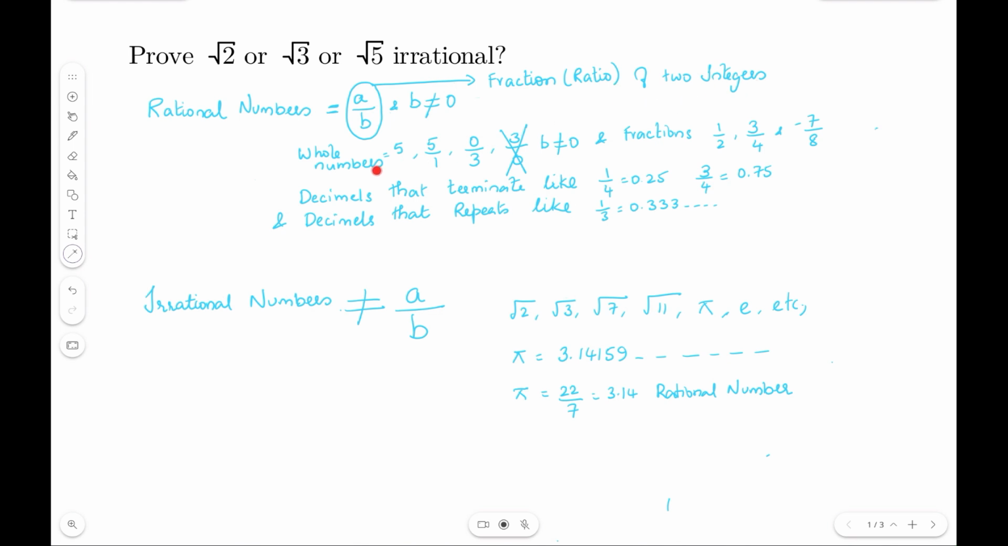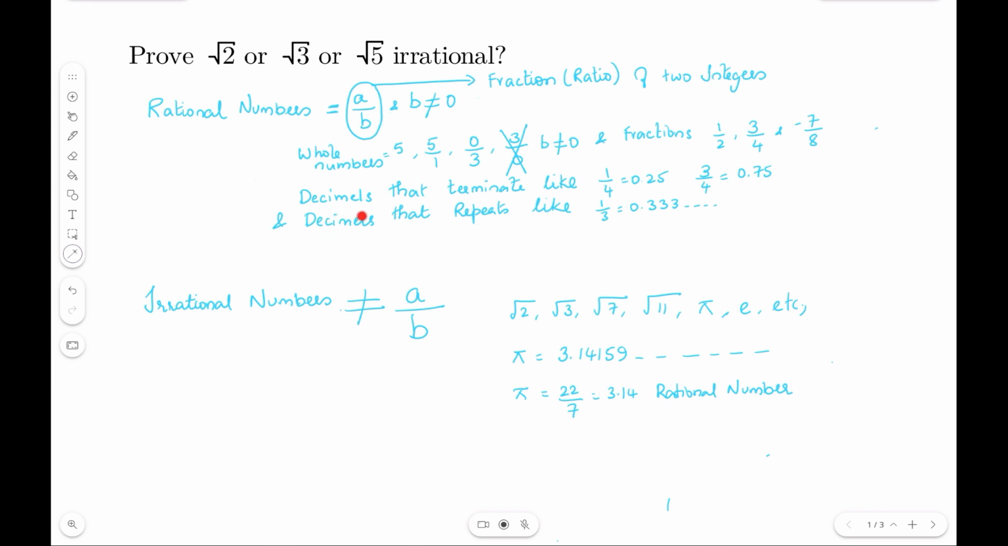Basically, it's a fraction, and it can also be whole numbers, because a whole number like 5 can be written as 5 by 1, or 0 by 3, but not 3 by 0, because the denominator b is not equal to 0. And also it can be fractions like 1 by 2, 3 by 4, and minus 7 by 8.